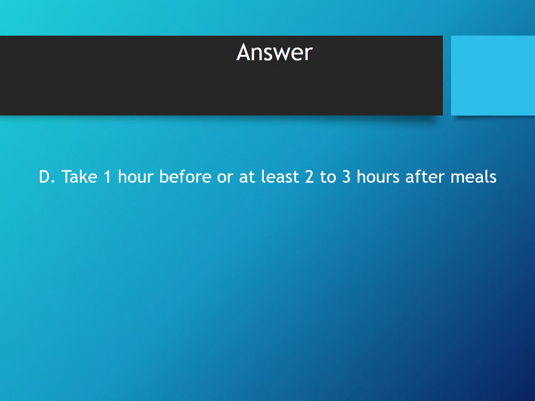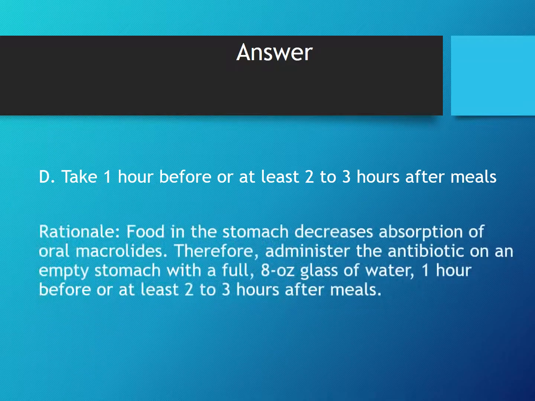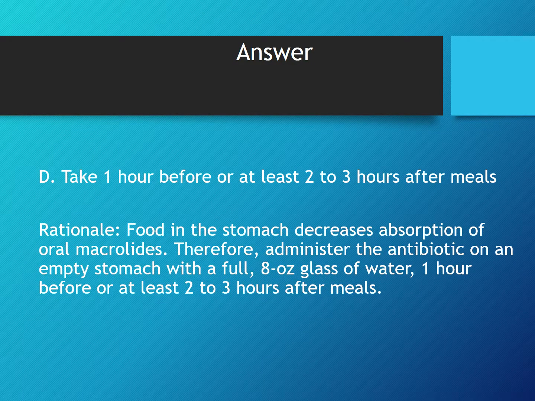And the answer is take 1 hour before, or at least 2 or 3 hours after meals. So, with a lot of your medications, and in particular oral macrolides, food in the stomach decreases absorption. So, we would administer the antibiotic on an empty stomach with a full glass of water, like an 8-ounce glass of water, either 1 hour before or 2 or 3 hours after a meal, so that it will be absorbed more effectively.